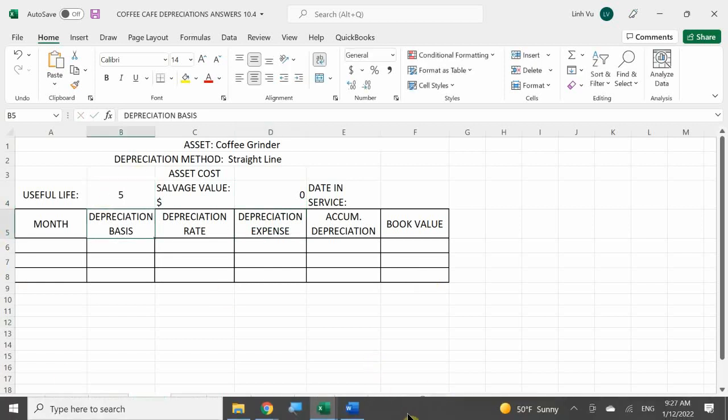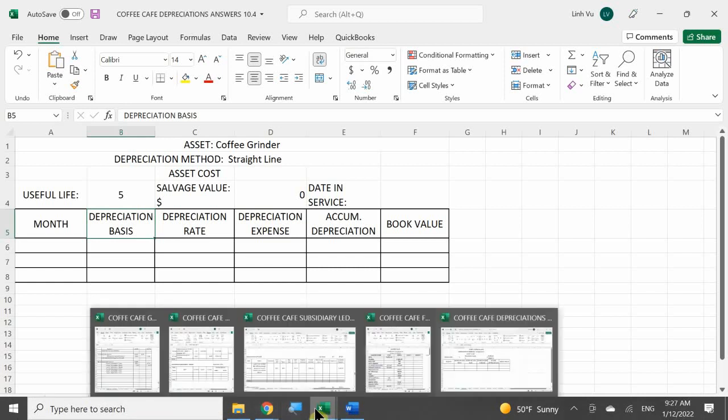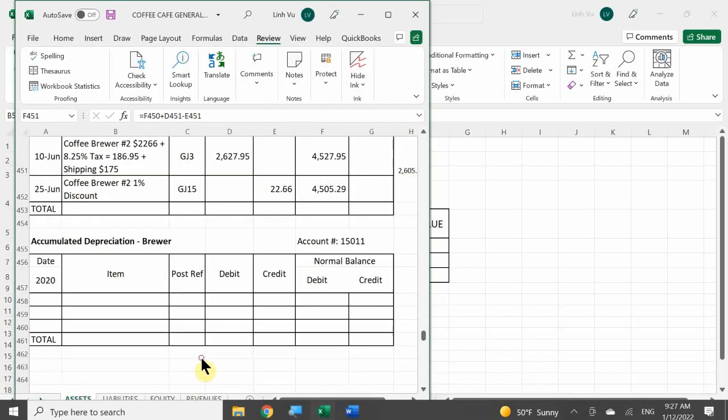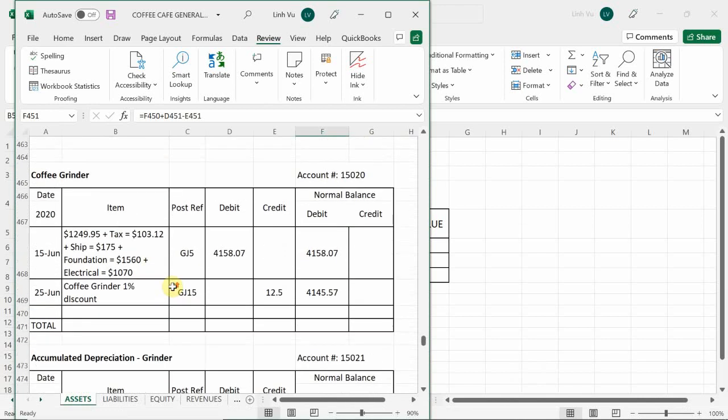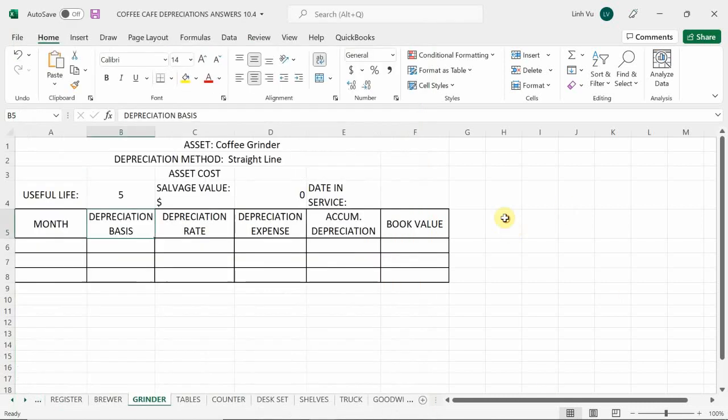So let's determine how much my total cost for my coffee grinder is. Okay. Coffee grinder, here it is. What's my total coffee grinder amount right now? How much does it cost? It would be 4,145.57. Good.